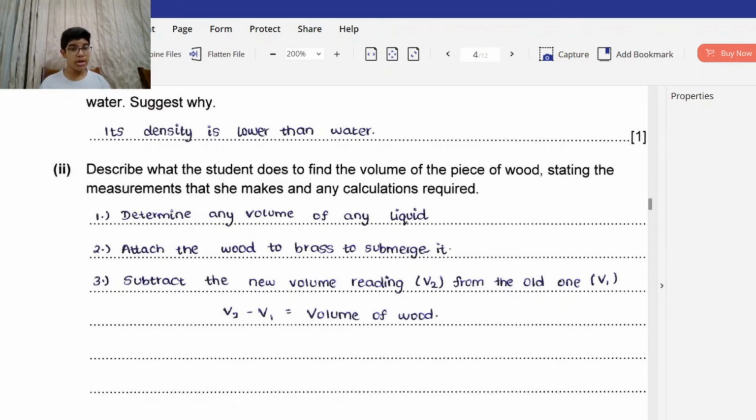Or what we could do is this: we could attach the brass to submerge it. But before attaching the brass to submerge it, we need to first place the brass in the water. We calculate the difference in volume, and that is the amount of volume that is not required. We're going to subtract that from the final amount, attach it to the piece of wood. We're going to get a new reading, and we're going to take the new reading, subtract the old reading, and again, we're going to come back to the same volume of wood.